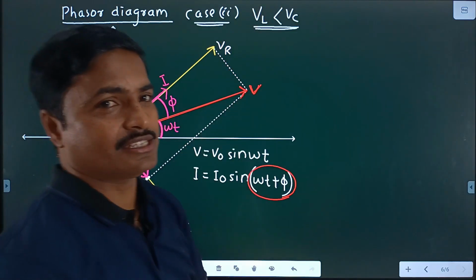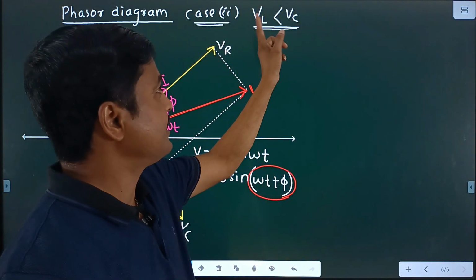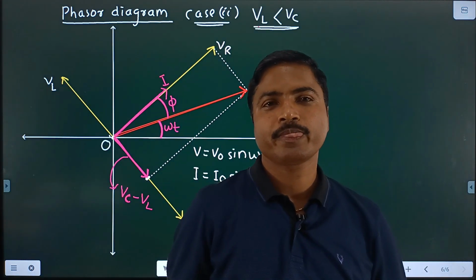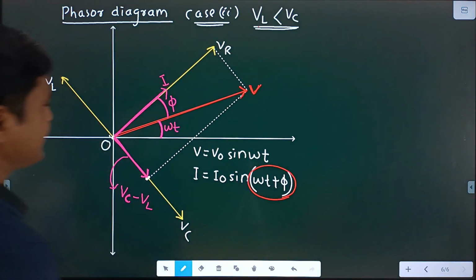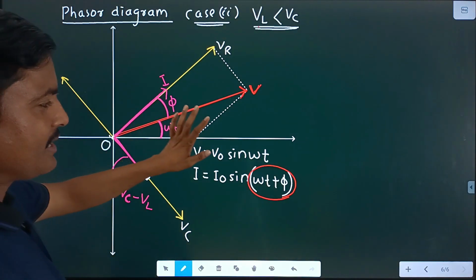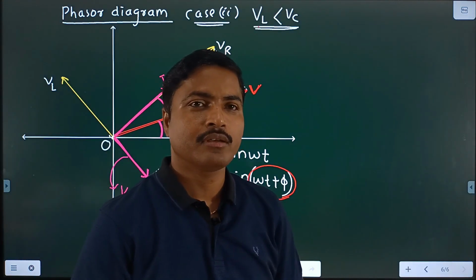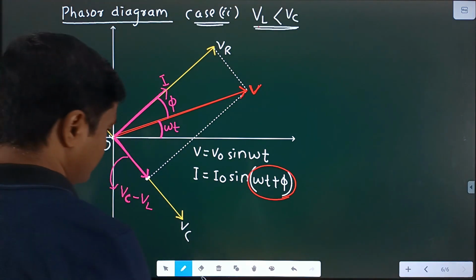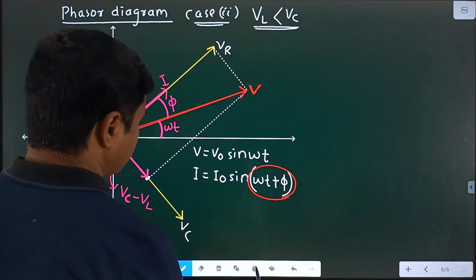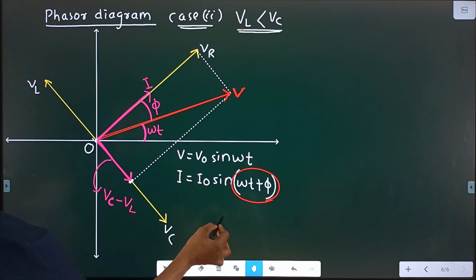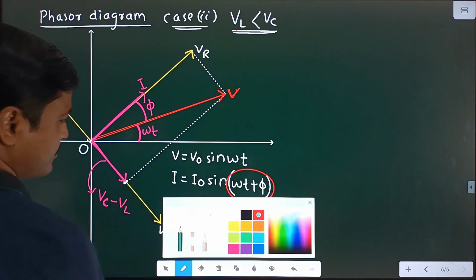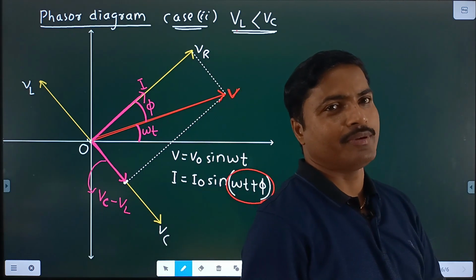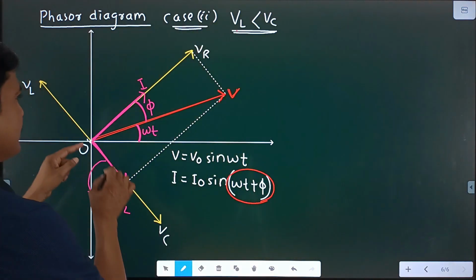So in this case, if VL is less than VC, the series LCR circuit is equivalent to a C circuit. Clear? This is equivalent to a C circuit. And from this phasor diagram, we also derive the expression of the current. Clear? And we applied the parallelogram law of vector addition. This one is the one vector.